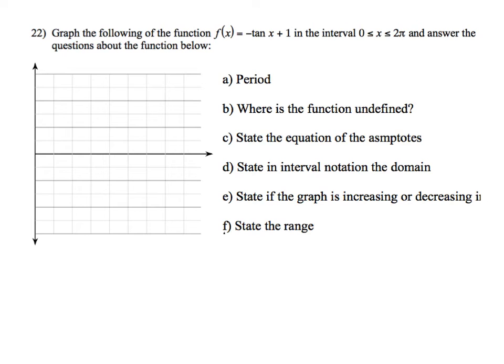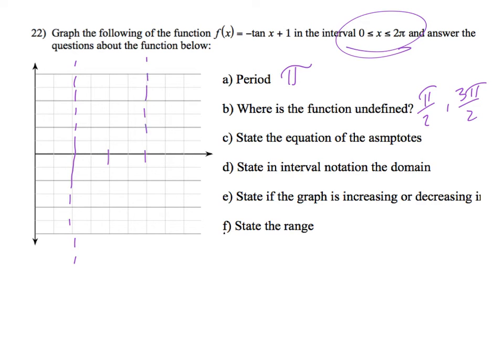This is negative tangent plus 1, so we'll do the basic pieces. The basic pieces are the same. This is pi. The function is undefined at the asymptotes, which are pi over 2, 3 pi over 2 in this domain that we're looking at. So right here, and this is going to be pi, and this will be 3 pi over 2, and this will be 2 pi. See, you can use a straight edge. I can't, because then weird things happen. So this is 2 pi. This is pi. This is pi over 2.